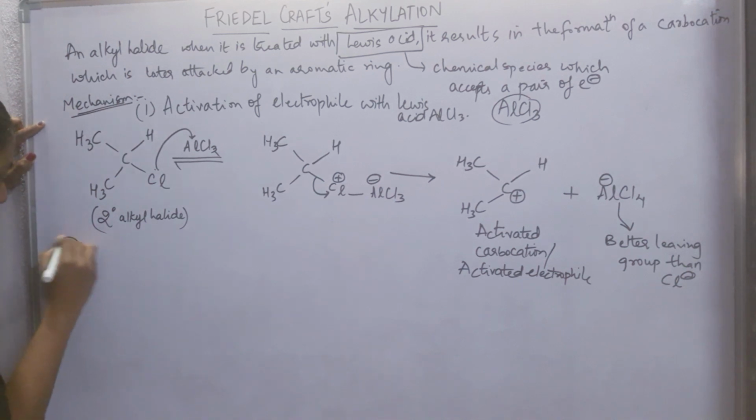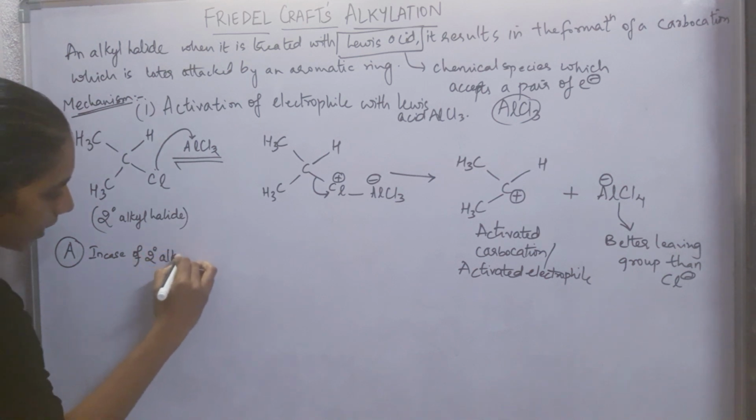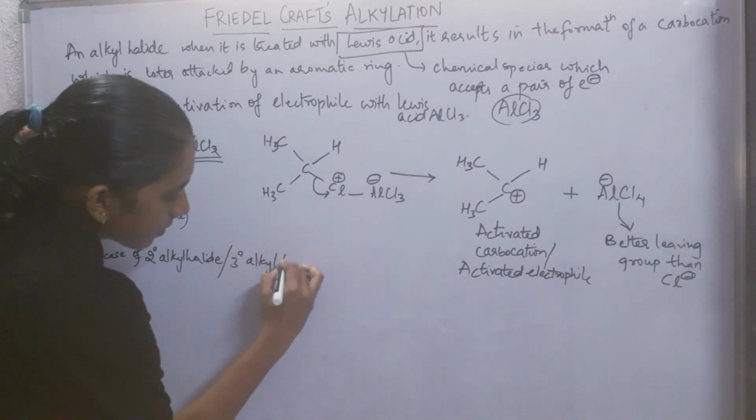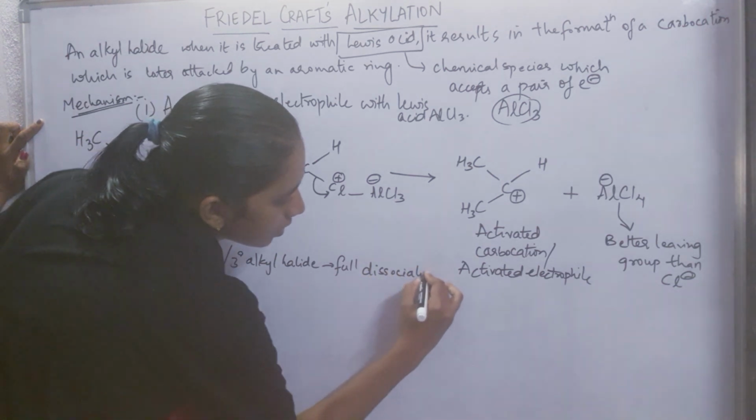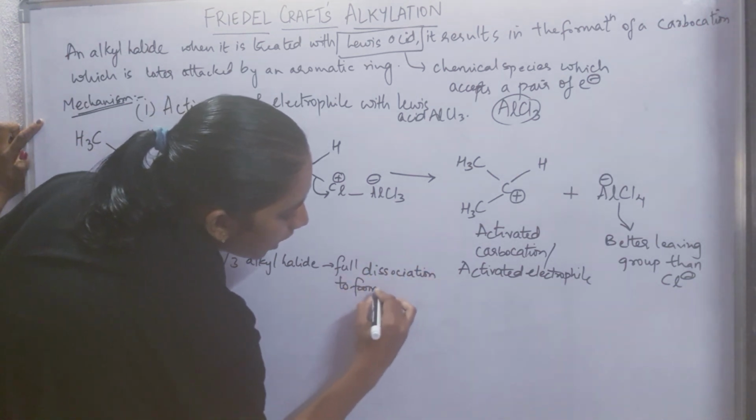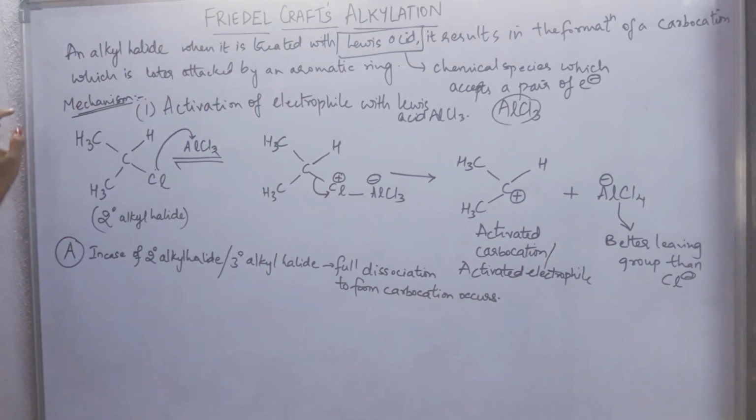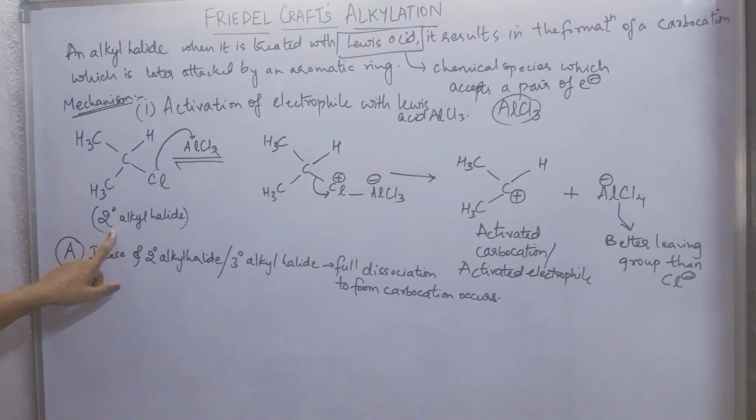Okay. Now after this first step, we have to remember two main points. What is the first point? In case of secondary alkyl halide or tertiary alkyl halide, full dissociation to form carbocation occurs. What does this mean? When we take a secondary alkyl halide or tertiary alkyl halide in the reactant, it will be dissociated completely into a carbocation.